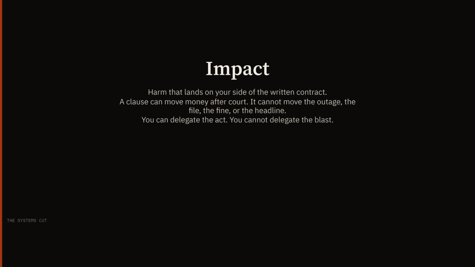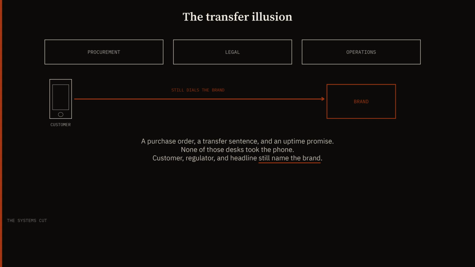You can delegate the act. You cannot delegate the blast. The account, the data, and the name the customer paid were yours. The transfer illusion is the belief that a purchase order relocates the blast. Procurement bought a service. Legal signed a transfer sentence. Operations received an uptime promise. None of those desks took the phone.